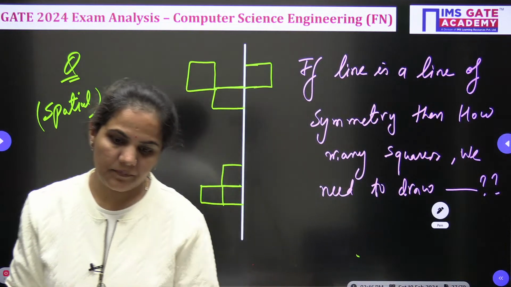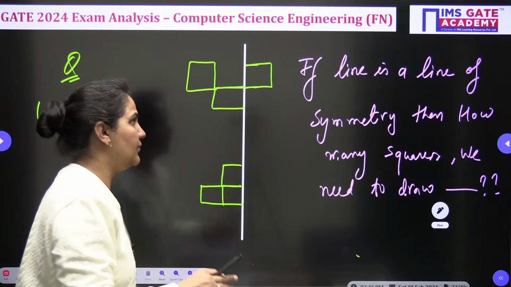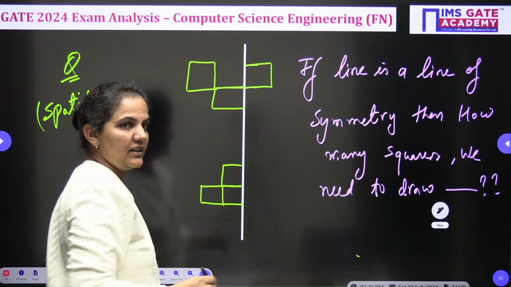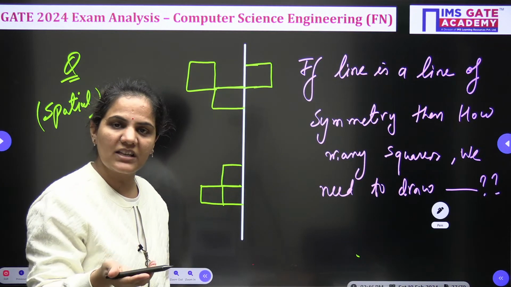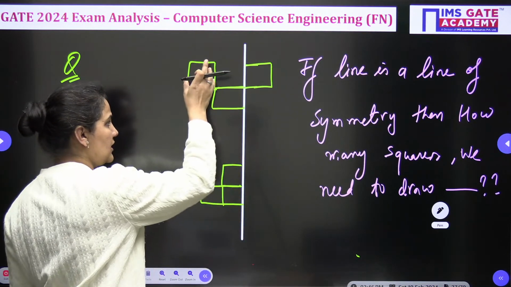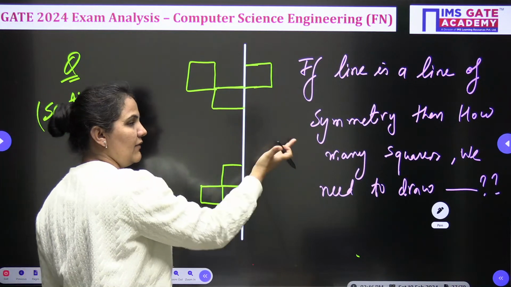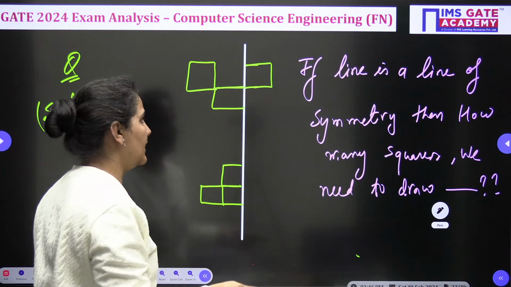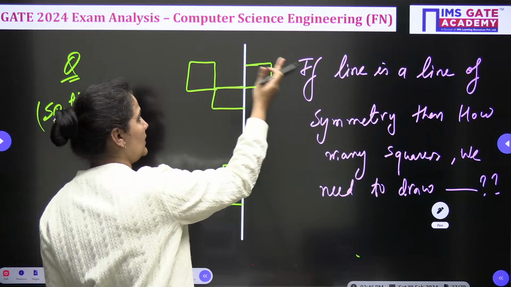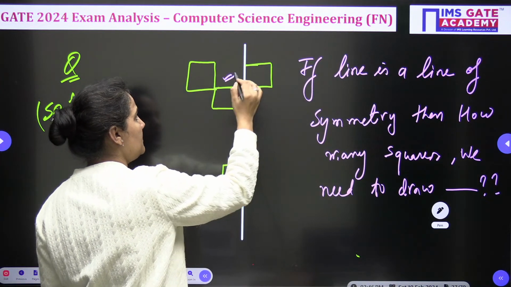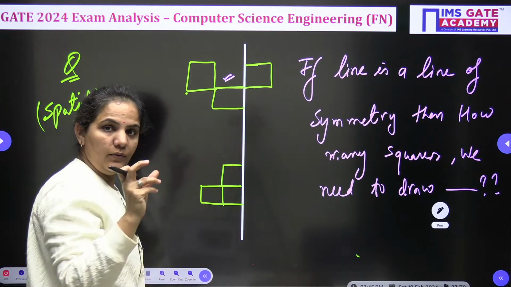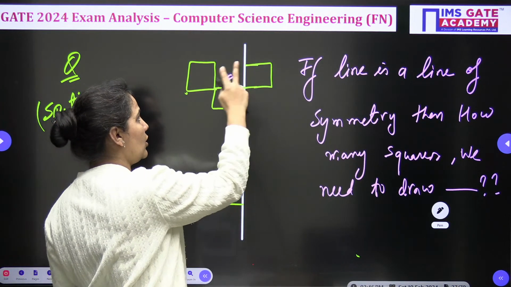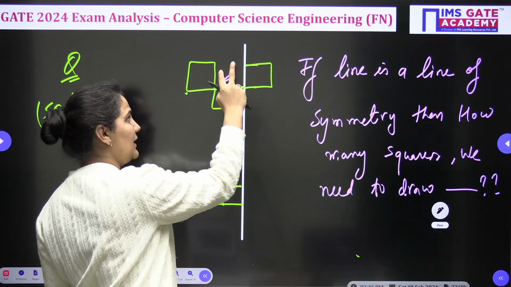You are looking for the line of symmetry. If this line is a symmetrical line, then around it both the sides should be equal, the same. Whatever number of squares you have on this side, the other side should have the same. So let's check. It should be one square here we need to draw, because the replica of this one should be here.